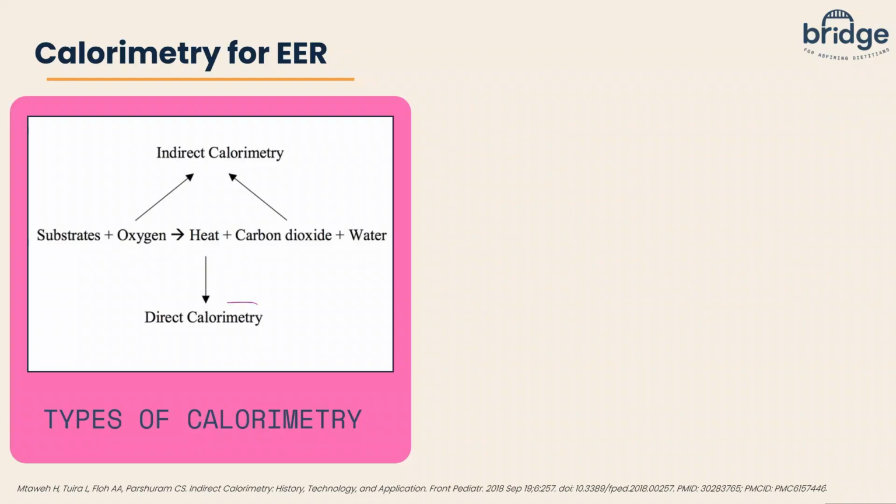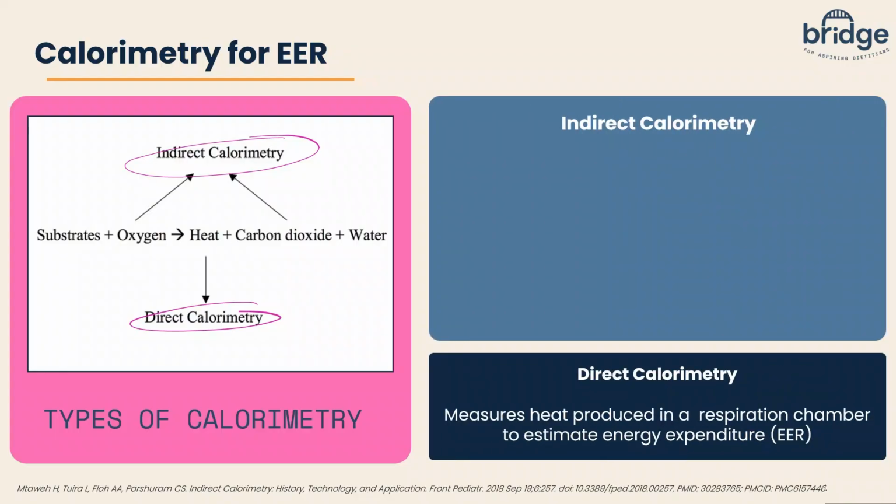And there are two types of calorimetry: direct calorimetry and indirect calorimetry. Direct calorimetry measures the heat produced by the body in a controlled environment, like a respiration chamber. While this measurement is extremely accurate, it's also expensive and rarely used outside of research settings. Indirect calorimetry is more practical and it's also more common.